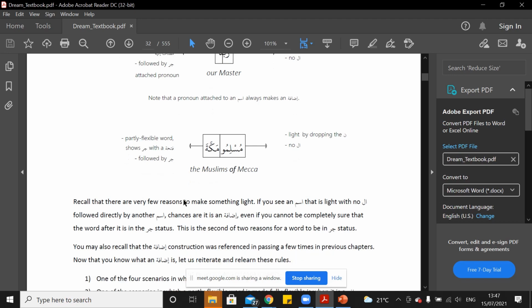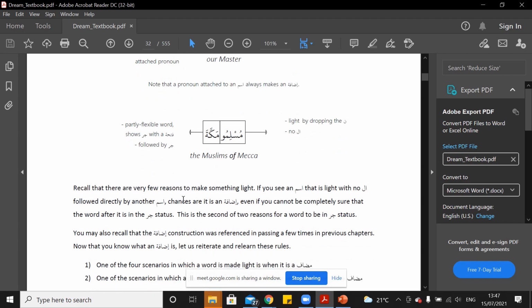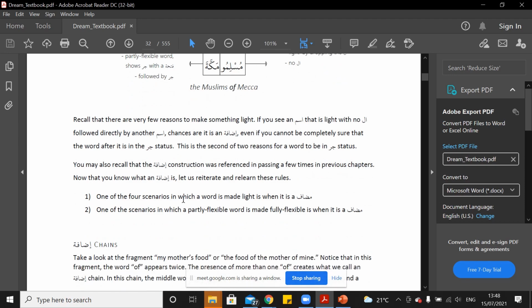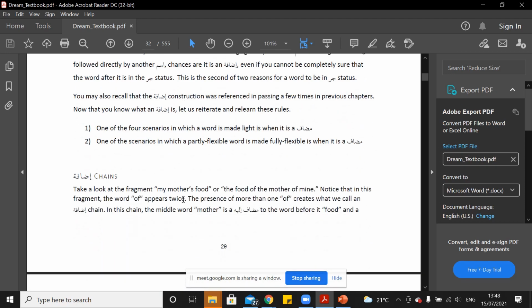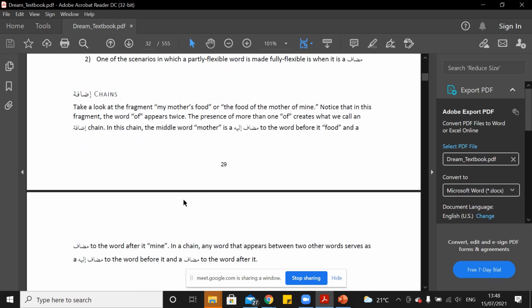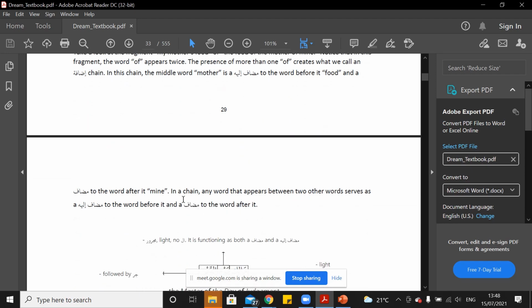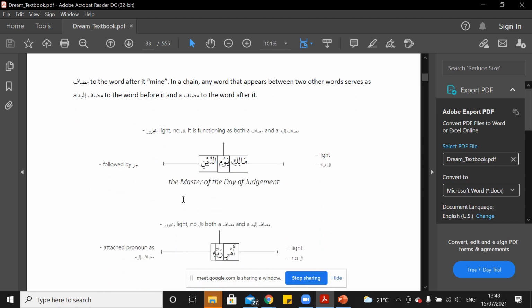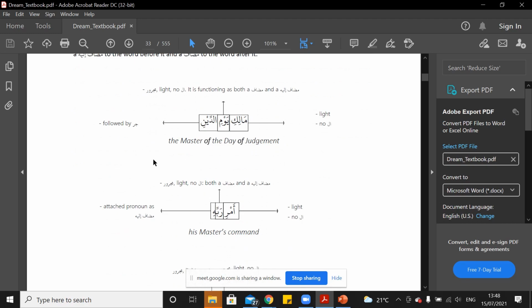Very good. Okay, so when we started studying the Idafah fragment, we talked about the three conditions, and there's something said about the chain of Idafah, right? The Idafah fragment can contain two words and more than two words connected to it. So now if we look at the Idafah chain, this is an example where three isms are connected and making the whole three-word fragment an Idafah fragment.